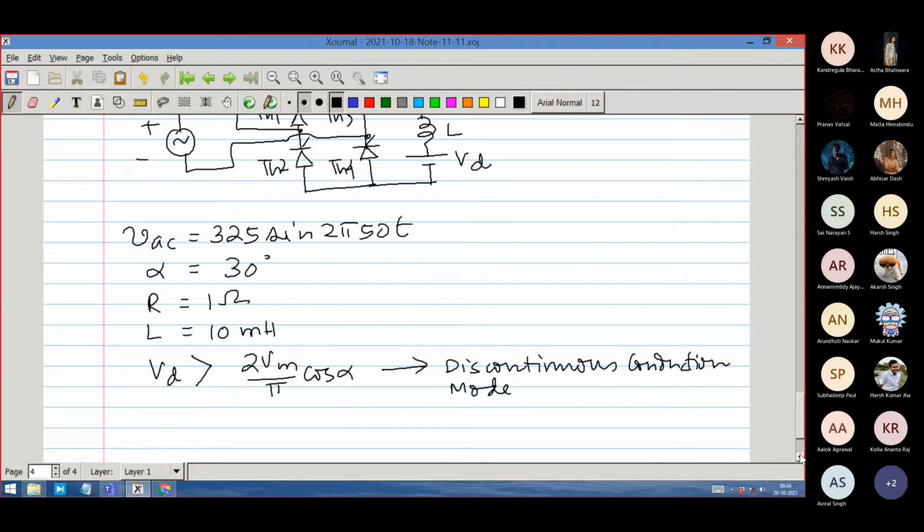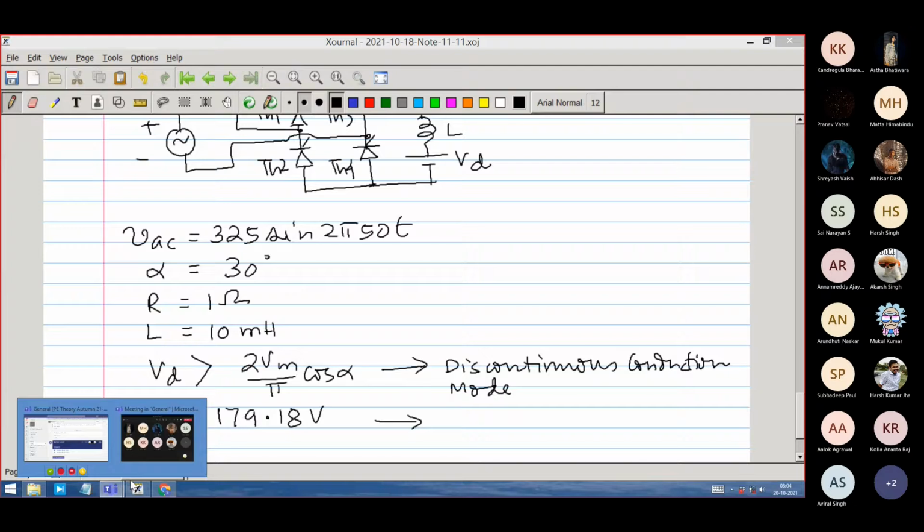So it is coming out to be 179.18 volts. If VD is greater than 179.18 volts, then I can immediately conclude that it will be in discontinuous conduction mode. Why? Can anybody tell me why? Yes, somebody, please try.